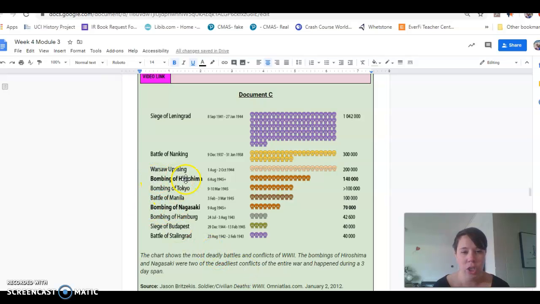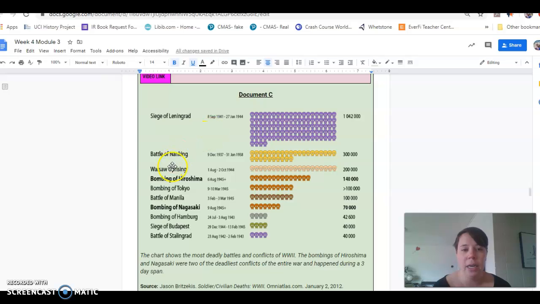The bombing of Hiroshima, August 6th, killed 140,000 people. The bombing of Nagasaki killed 70,000 people. And then some of these other battles and uprisings that happened during that time period. The siege of Leningrad, which you can see here, is a time period over 3 years. Just over 1 million people were killed during that time, but again, that happened in 3 years.